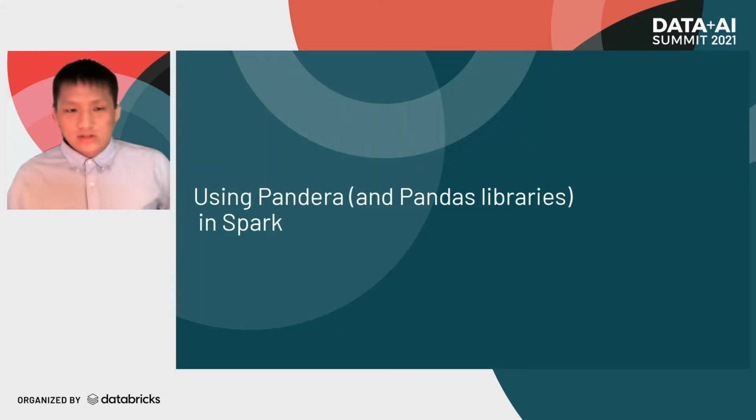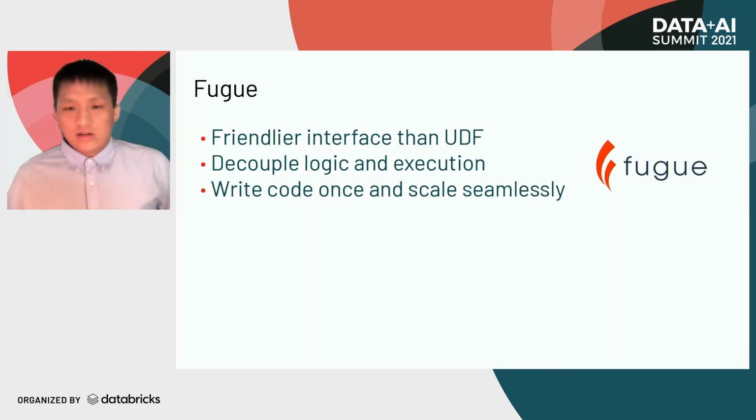And that brings us to the next topic. How can we use Pandera and Pandas-based libraries in Spark? And that brings us to Fugue. So Fugue is an abstraction layer that allows Python and Pandas users to take their code and apply it to Spark and Dask. In general, the interface is friendlier than the Spark user-defined functions, and I'll show an example of the interface later. The goal of Fugue is to allow users to decouple their logic and execution.